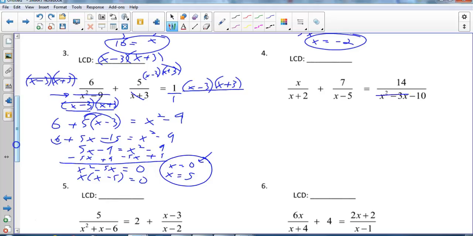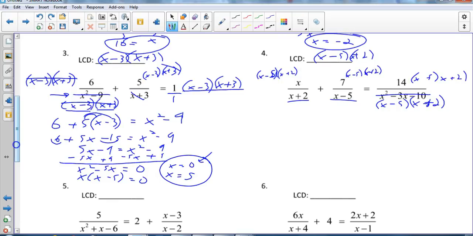Number 4, factor. X minus 5, x plus 2. Hey, we already have that here and here. So x minus 5, x plus 2. Going to multiply every term. X minus 5, x plus 2. Every time. Every term gets it.